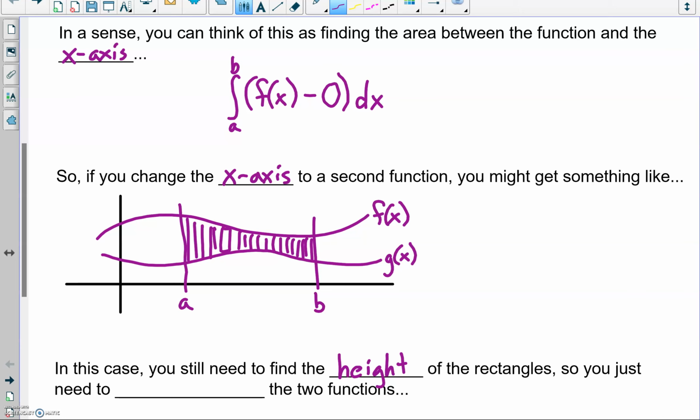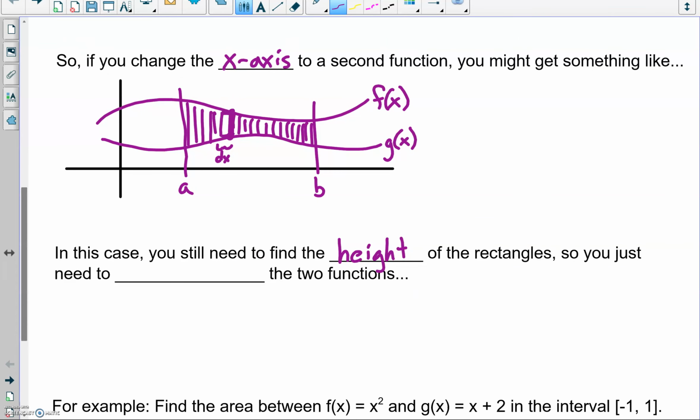The rectangle still has a thickness of dx. That's not going to change. But what is changing is the height of the rectangle. How am I going to get that height? Well, it's still similar to what I did above when I was just basing it off the x-axis. I have an upper function, this f of x. I've got a lower function, the g of x now, instead of the y equals 0 line. And I can still just subtract the upper function minus the lower function. The difference in those two y values would give me the height of the rectangle right here, this desired height.